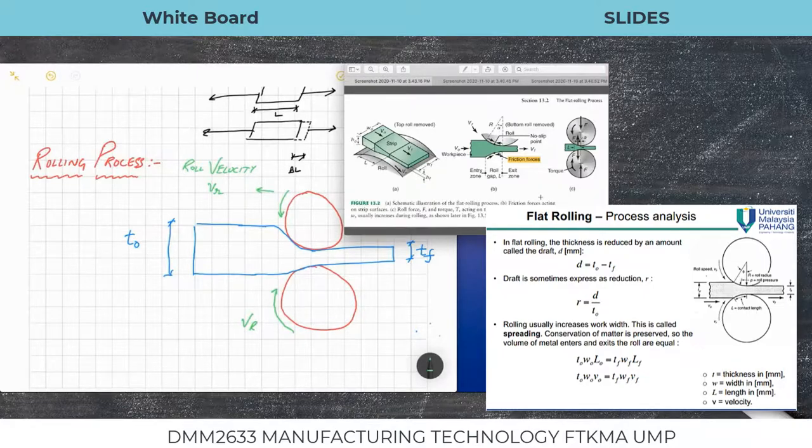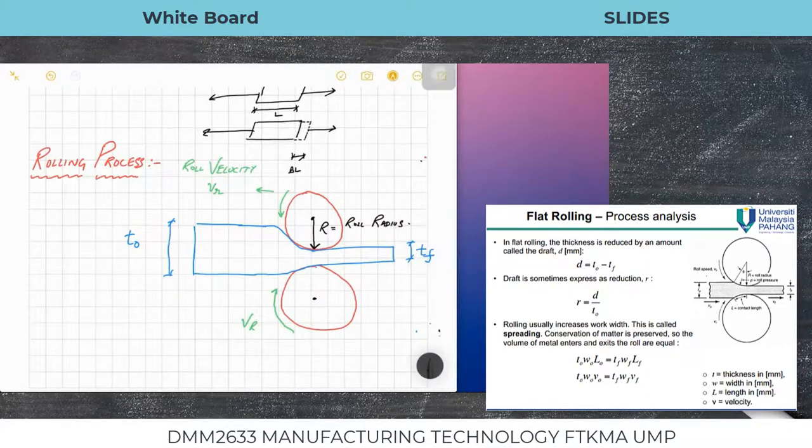Now I have these rolls, and these rolls have their center point and a radius. These rolls are circular or cylindrical. If I want to imagine these rolls in three dimensions, then these rolls are cylindrical. Since these rolls are cylindrical, they have got a radius. That radius is called roll radius, and it is given by capital R. Capital R is equal to roll radius.